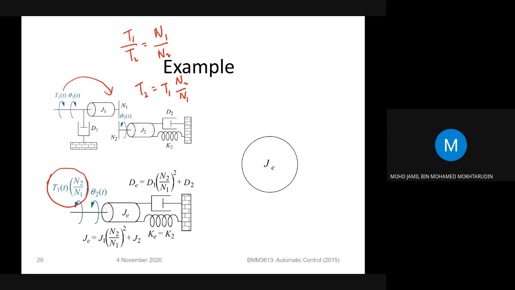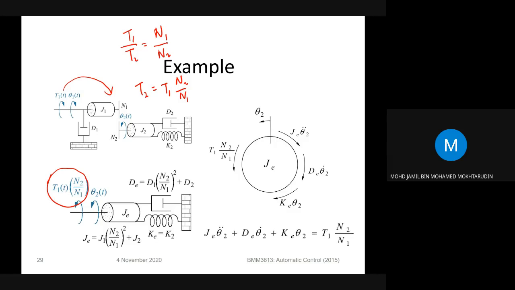Okay, so when you have transferred everything, torque, J, D, K into the destination, then you can draw the free body diagram. So on JE, you have spring and damper and inertia, and then you have the torque. That's it for the free body diagram. And then you can write the equation of motion.